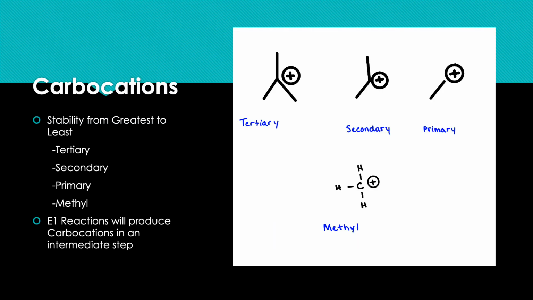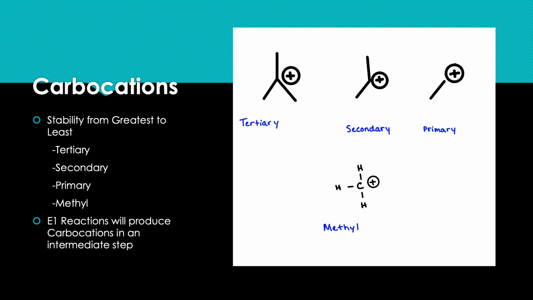To understand E1 reactions, it is important to understand carbocations and how they work. The stability of carbocations from greatest to least is as follows: tertiary, secondary, primary, and methyl. E1 reactions will produce carbocations in an intermediate step.